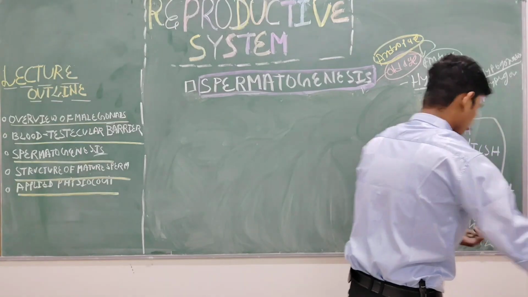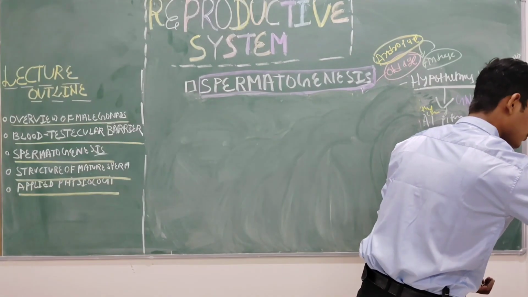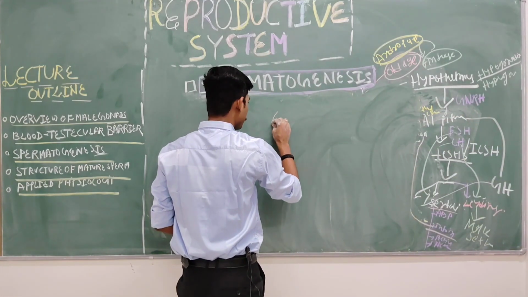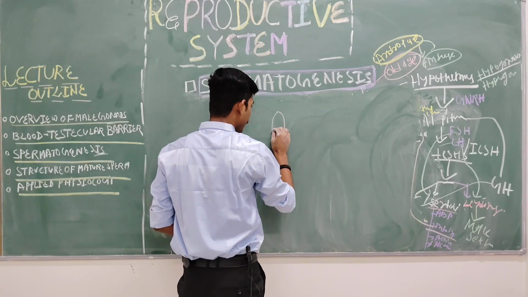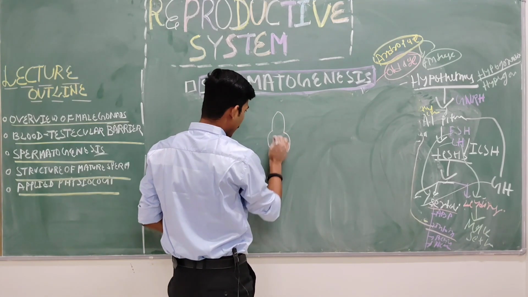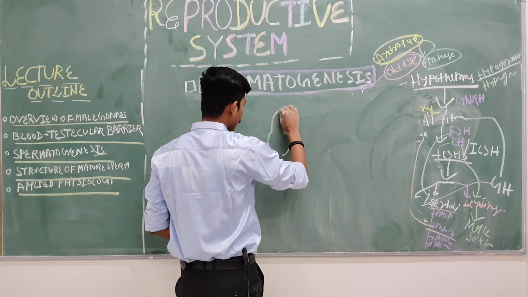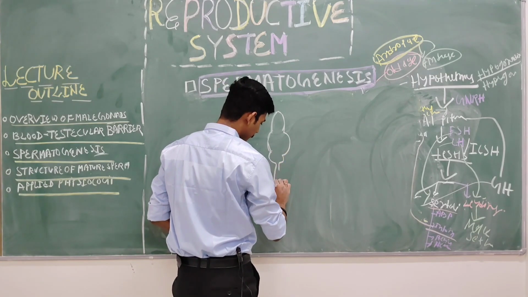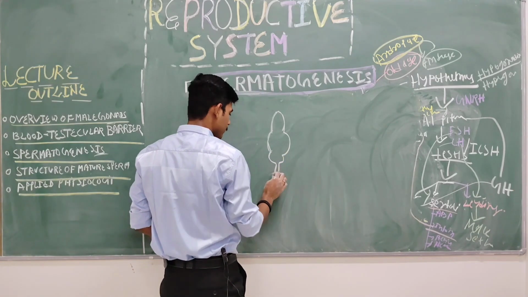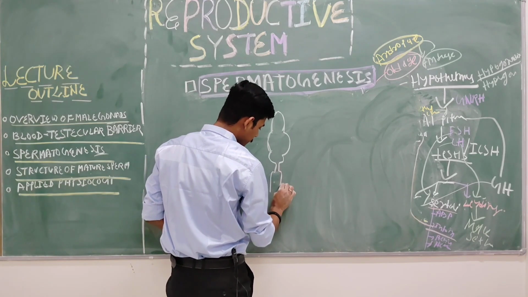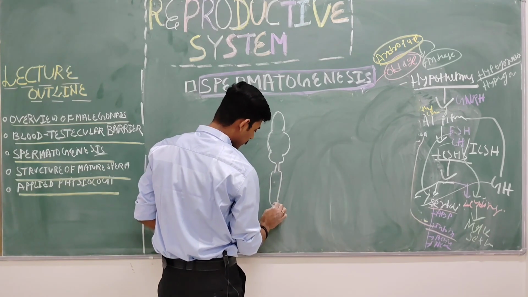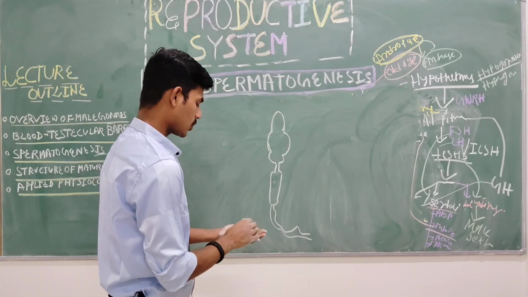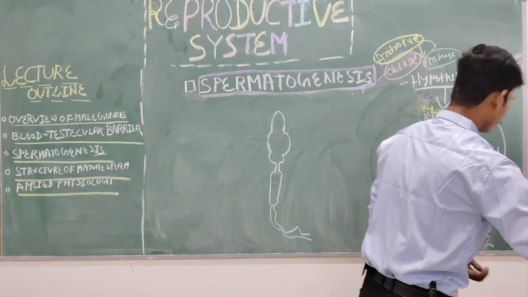Okay, so let's draw the mature sperm which is formed. The sperm has a head, and the head has a cap. This is the cap, and it has one neck, a small neck, not this much. Then it has the body, and then it has the tail. This is the structure of one mature sperm.